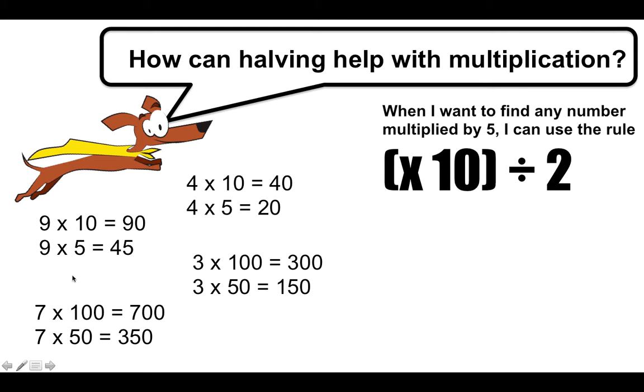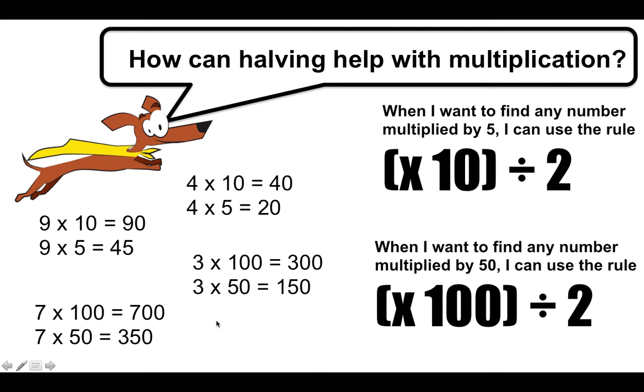And another example. 7 times 100 is 700. 7 times 50, 350. Again, the relationship you can see clearly. 350 is half of 700. 50 is half of 100. So we can follow with this rule then. When I want to find any number multiplied by 50, I can use the rule multiplied by 100 divided by 2. Let's have a look again.